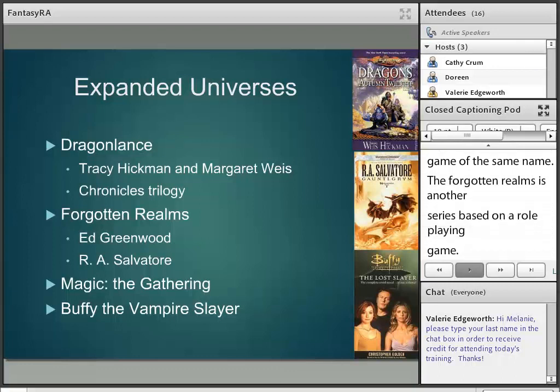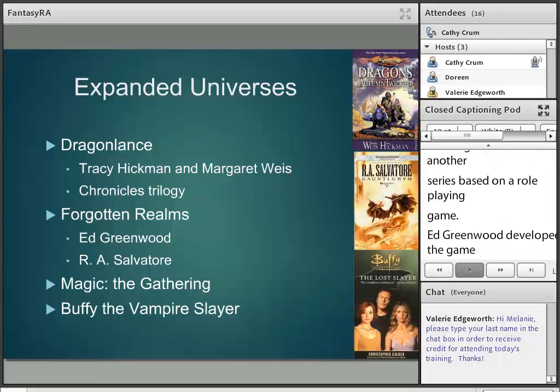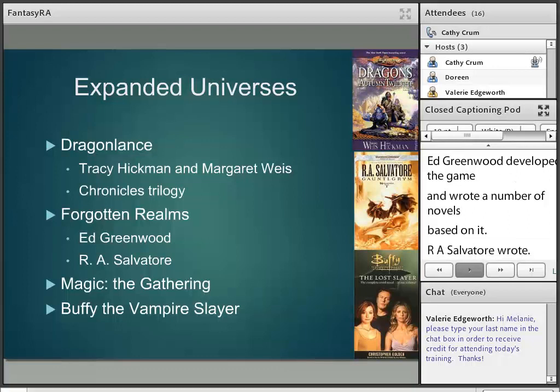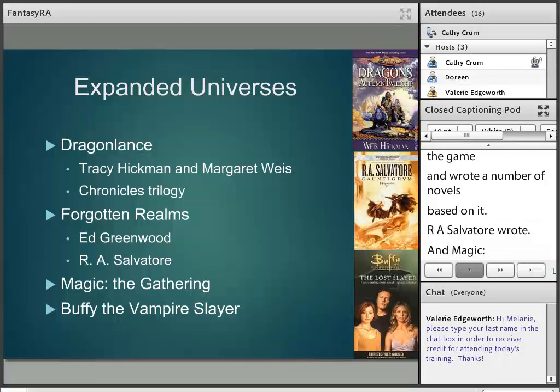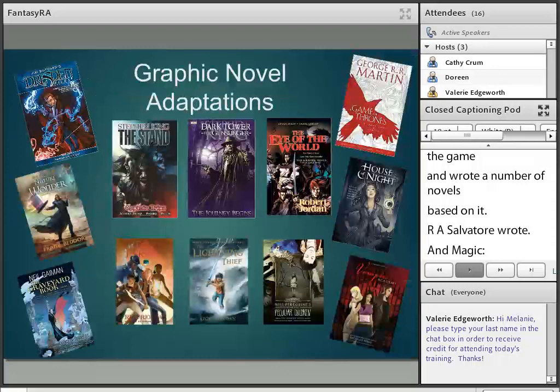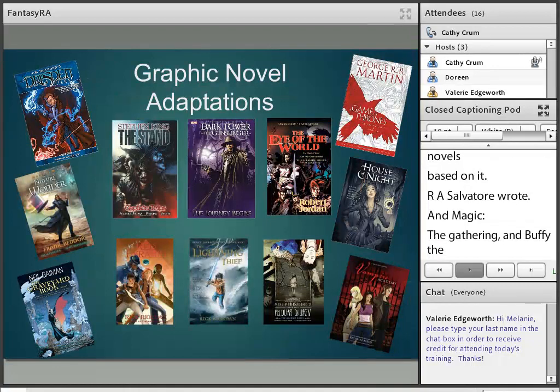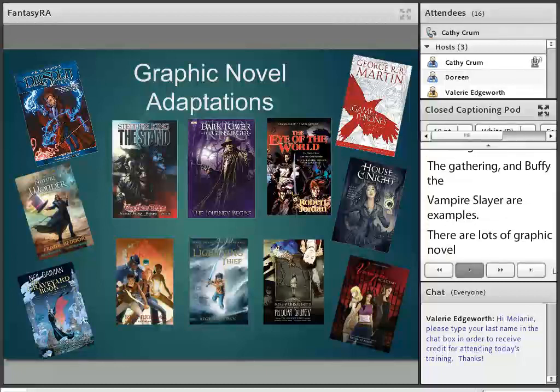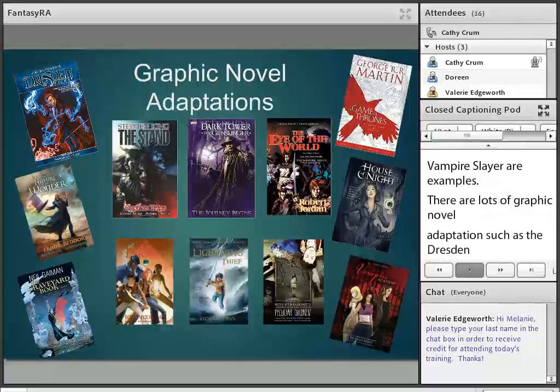The Dragonlance series of novels is based on the role-playing game of the same name. Tracy Hickman developed the Dragonlance game and collaborated with Margaret Weis on the first set of novels. And the Chronicles trilogy is the place to start for Dragonlance novels. The Forgotten Realms is another series based on a role-playing game. Ed Greenwood developed the game and also wrote a number of novels based on it. R.A. Salvatore also wrote novels based on Forgotten Realms and the heroic dark elf Drizzt Do'Urden.